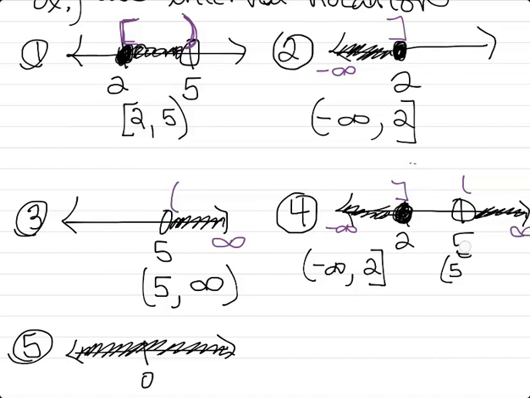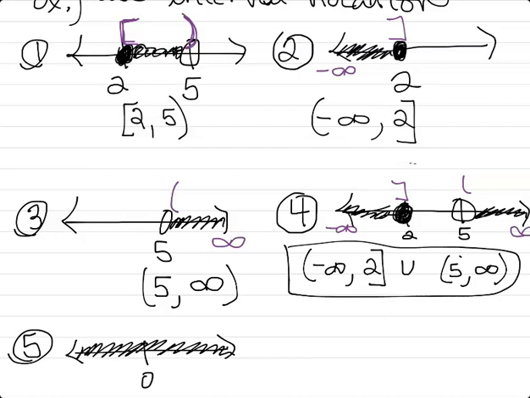That far right is our positive infinity. Positive infinity automatically is the parentheses, and I need to use my little union symbol in between the two to say that I have more than one, and I need both of them.